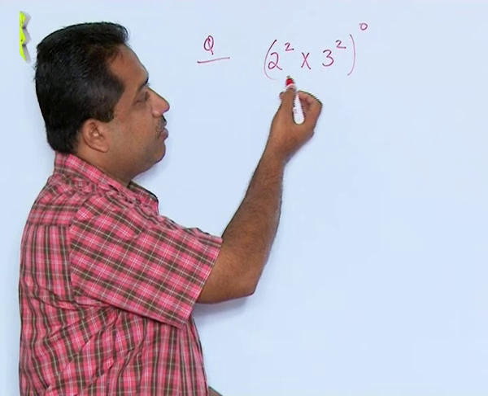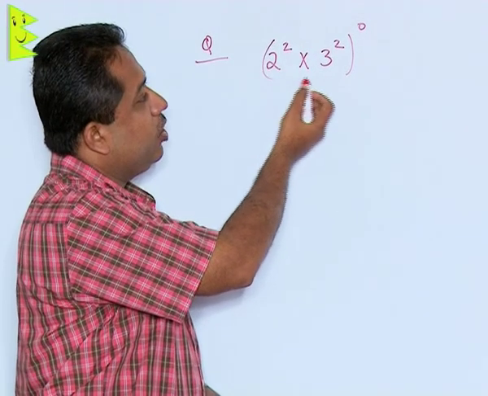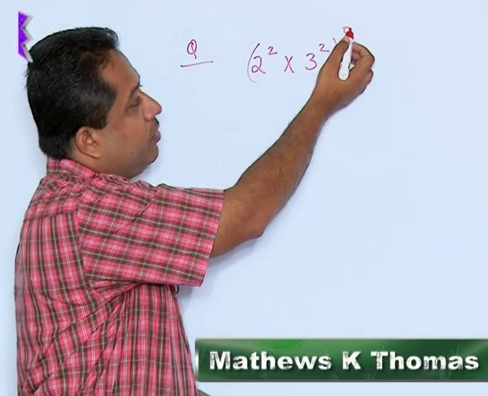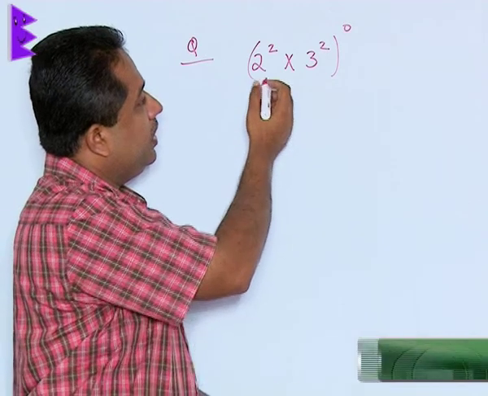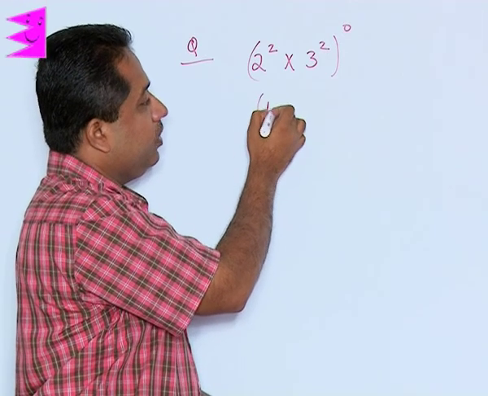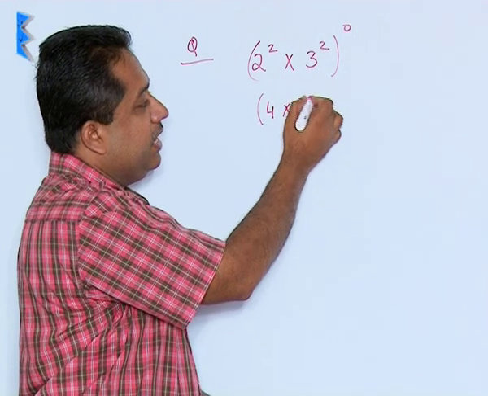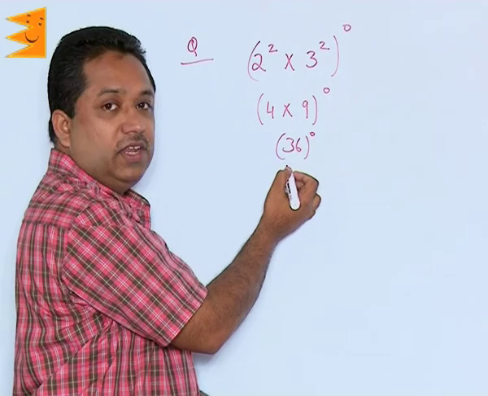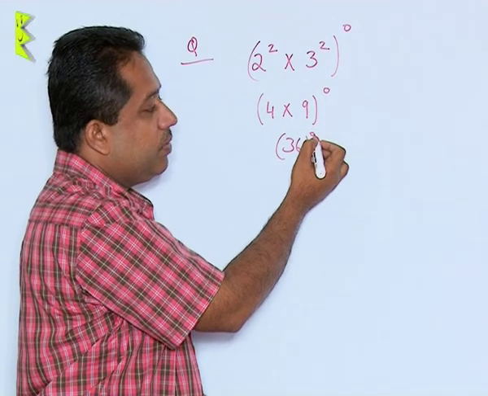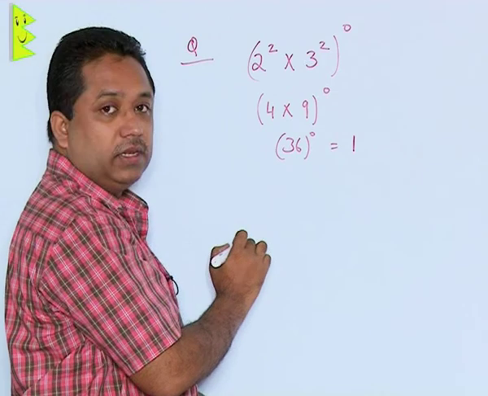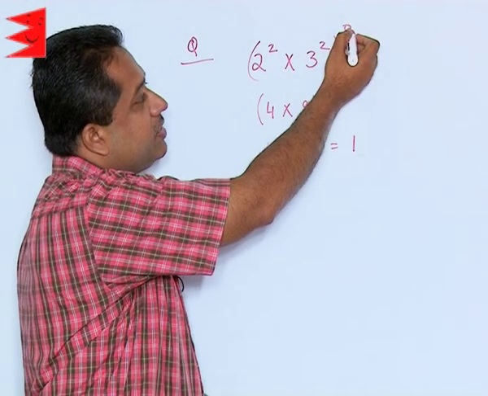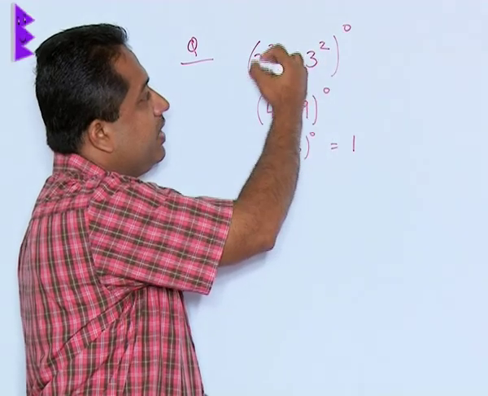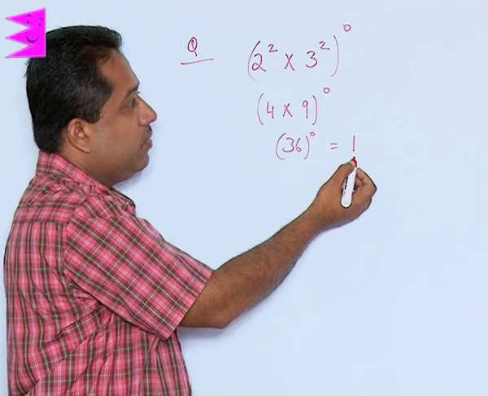Yes, here we are having a question of the same type where the laws of exponents have to be used. That is 2 square into 3 square to the power of 0. Now here 2 square implies this is 4 into 3 square implies this is 9 to the power of 0. So this is 36 to the power of 0. And as we have seen in the laws that any number expressed to the power of 0 will give you a result of 1. As it is, we could have directly said the answer is 1 because this entire bracket has got a power of 0. So whenever we are having a power 0, the final result will be 1.